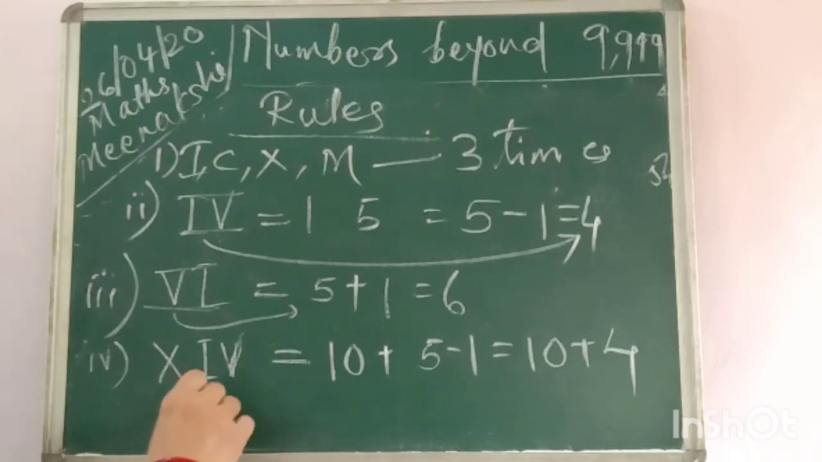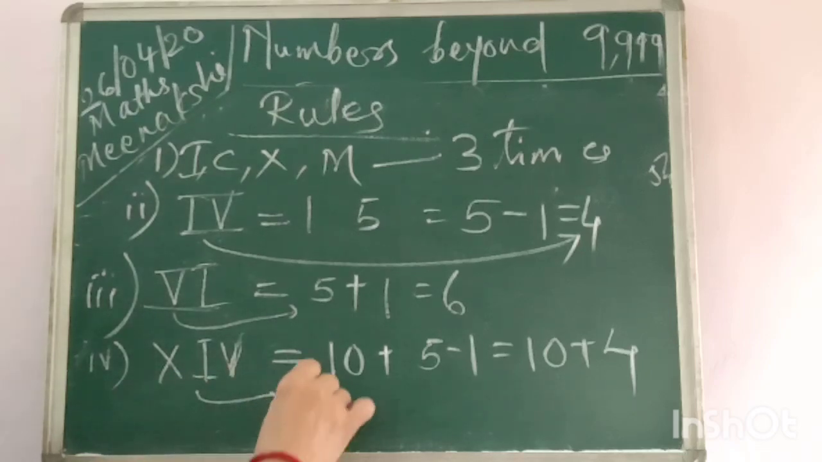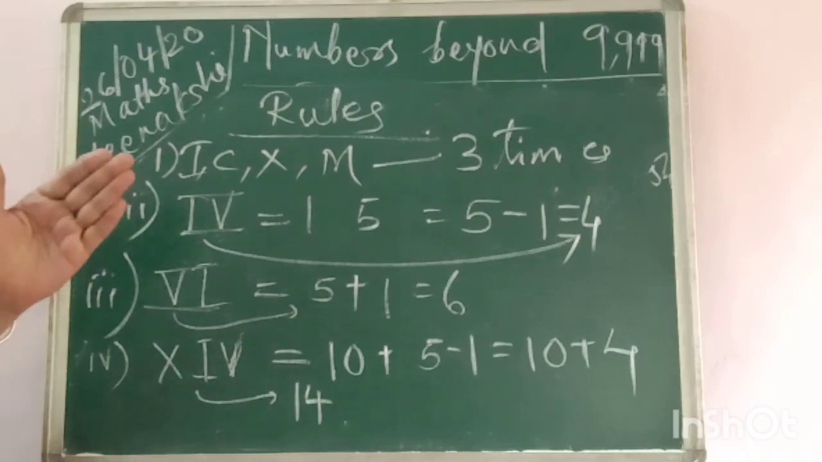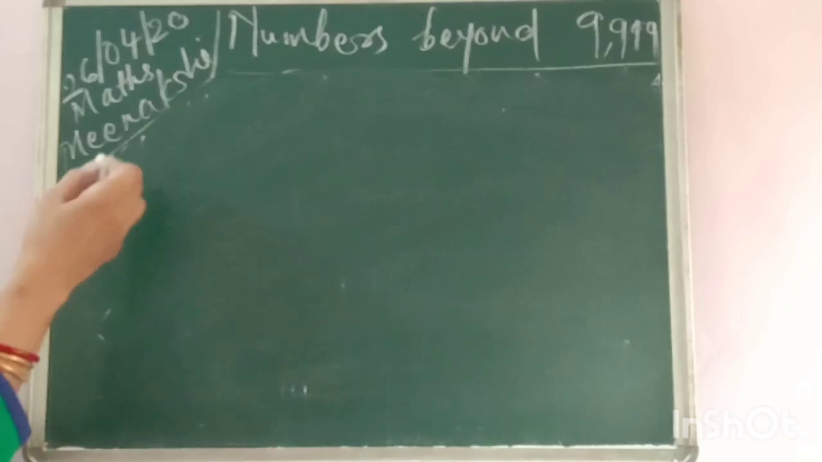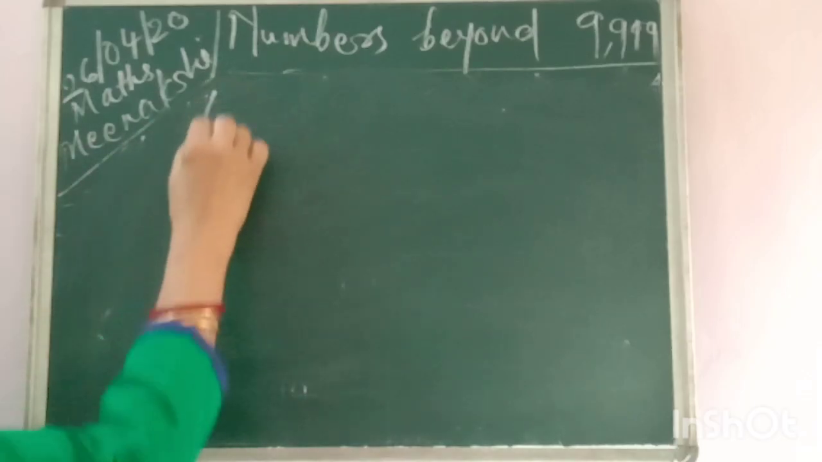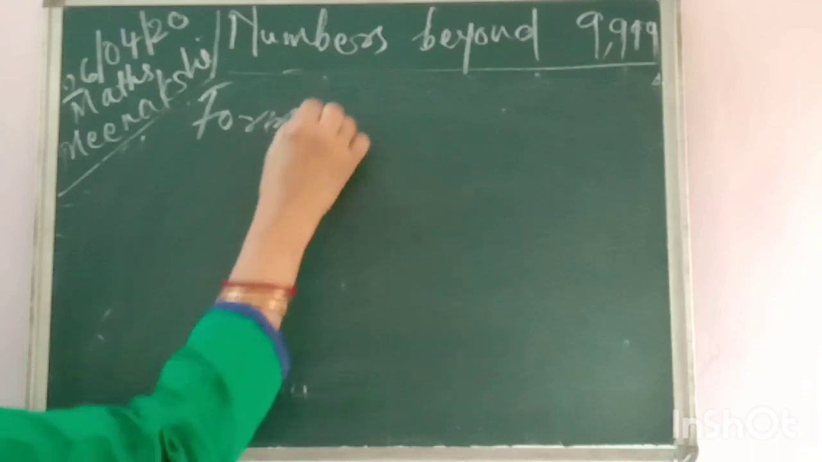So the value of this Roman numeral is 14. Okay, so these are the rules which I had given you in short, along with the other rules you have done in class 3 also, children. So you will follow these rules to write the Roman numerals. Okay, children, after Roman numerals, have a look at forming numbers.